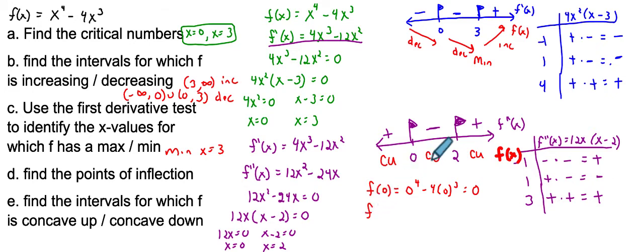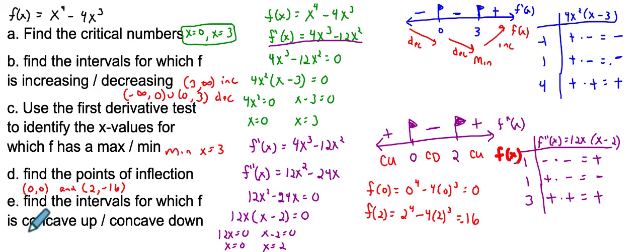All right, now I'm going to plug in the other point of inflection, which is 2. So 2 to the 4th minus 4 times 2 cubed. 4 times 8 is 32, and 16 minus that will give us negative 16. So my points of inflection will be the ordered pairs (0, 0) and (2, -16). So those would be my points of inflection.